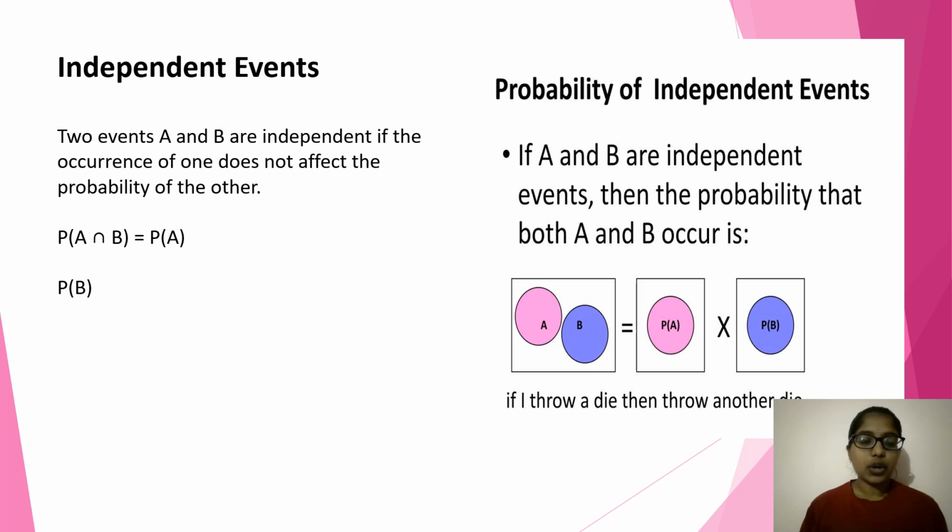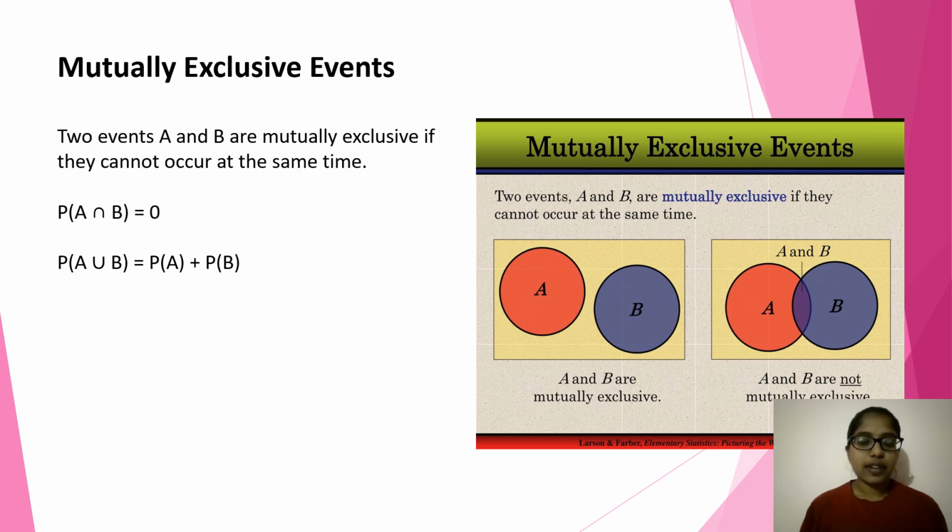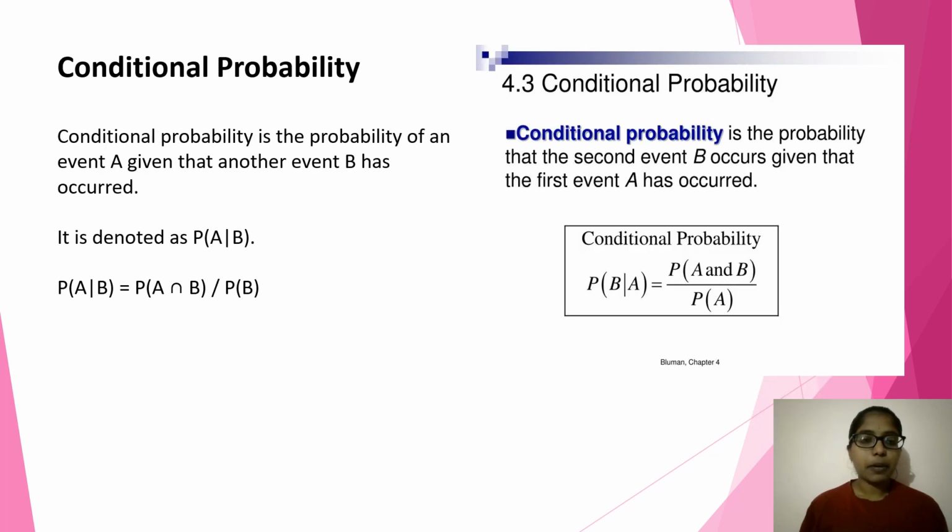Independent events. Two events A and B are independent if the occurrence of one does not affect the probability of the other. P of A intersection B equals P of A times P of B. Mutually exclusive events. Two events A and B are mutually exclusive if they cannot occur at the same time. If P of A intersection B equals 0, then P of A union B equals P of A plus P of B.